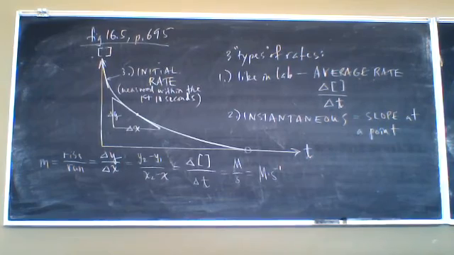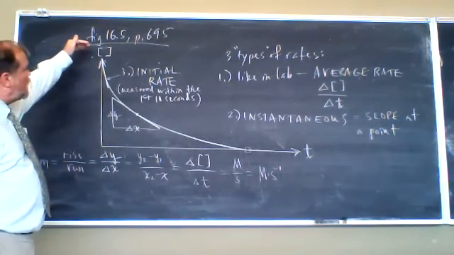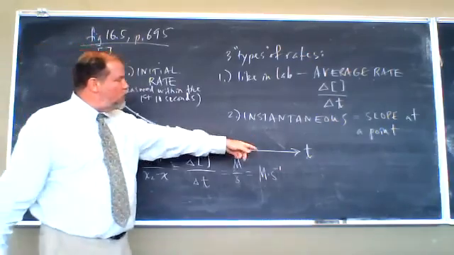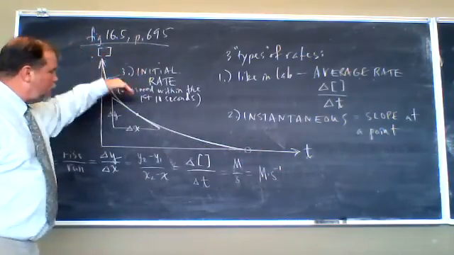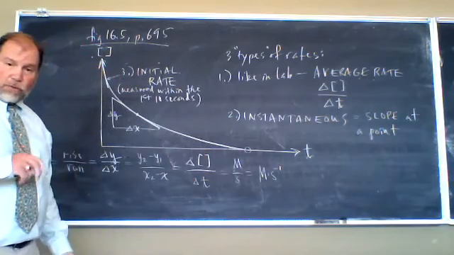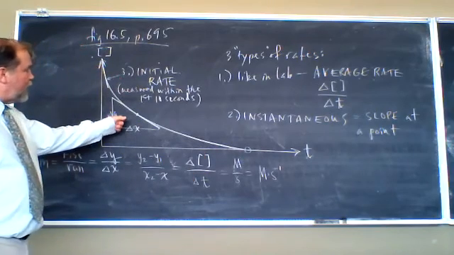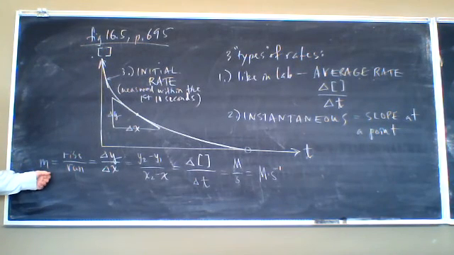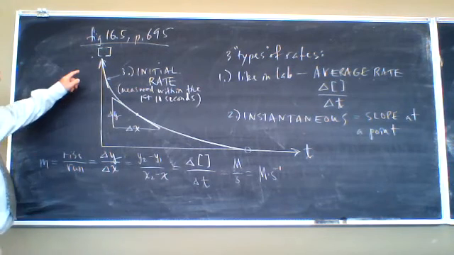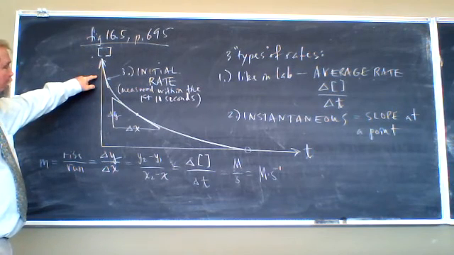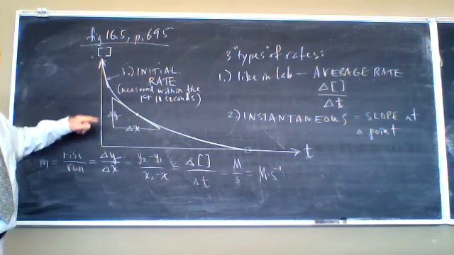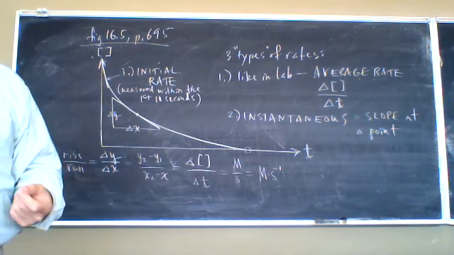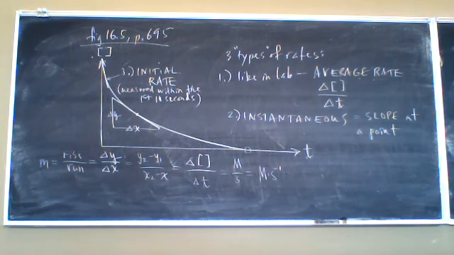So figure 16.5 on page 695, a plot of concentration versus time, shows us that we can measure the average rate like you do in lab. We could obtain an instantaneous rate by drawing a tangent line and then calculating the slope of that tangent line. Or we can measure the rate within the first 10 seconds of the reaction starting. That type of rate is what we call the initial rate.